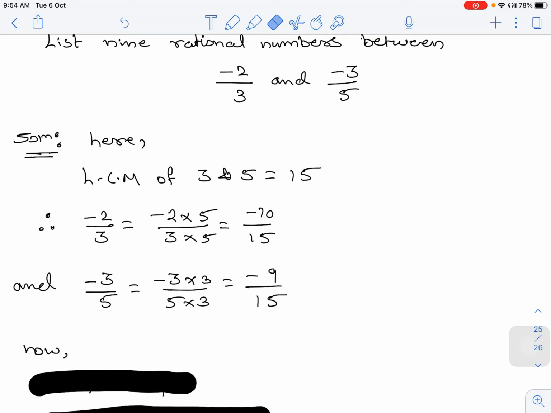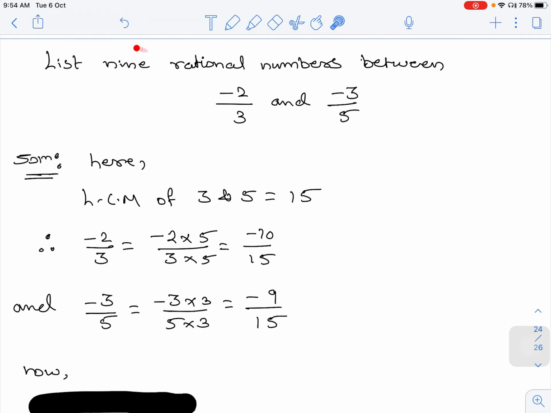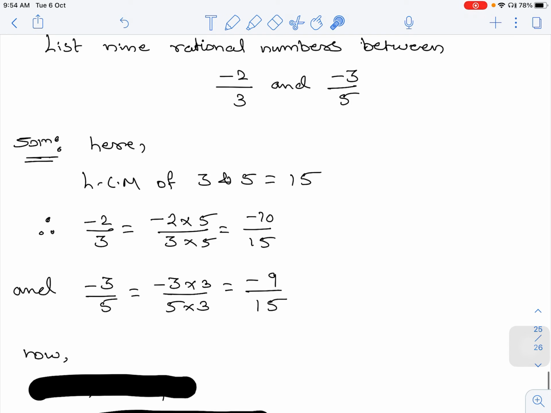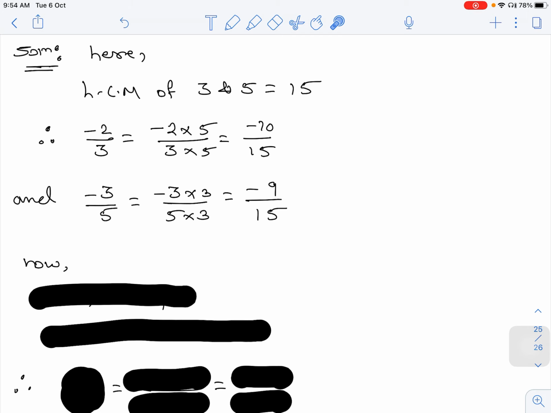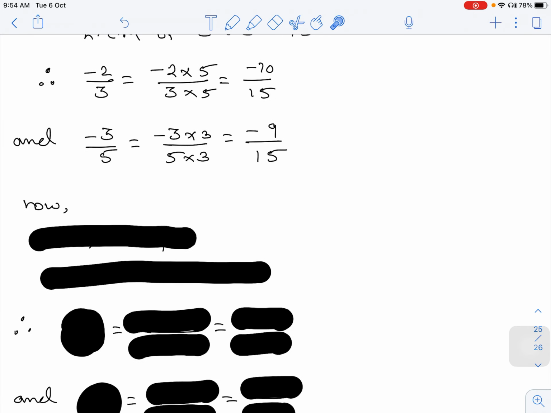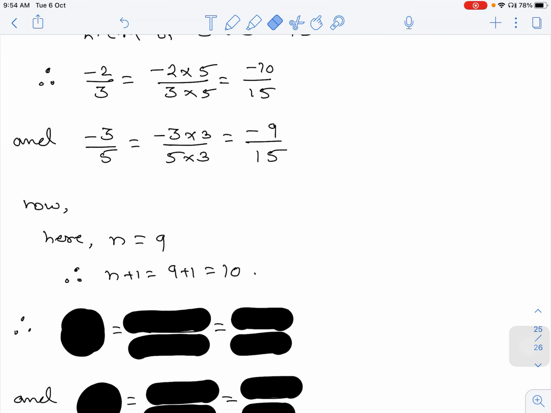Now both these numbers have the same denominator, but we want to find 9 rational numbers. Between minus 10 and minus 9, it is not possible for us to write 9 rational numbers directly. So we follow the next procedure. How many rational numbers do we have to find? 9. So the value of n will be 9. After n we find n plus 1. If n is 9, n plus 1 will be 9 plus 1, that is 10.